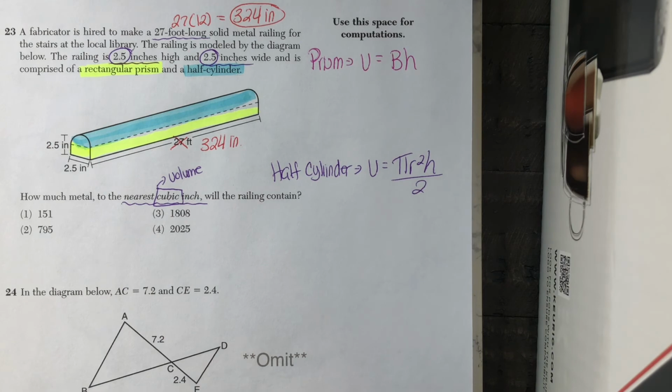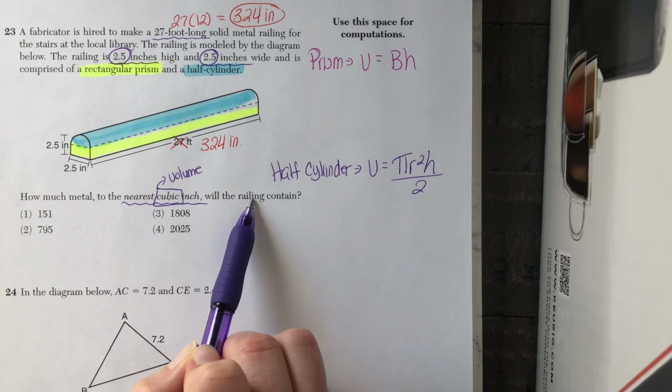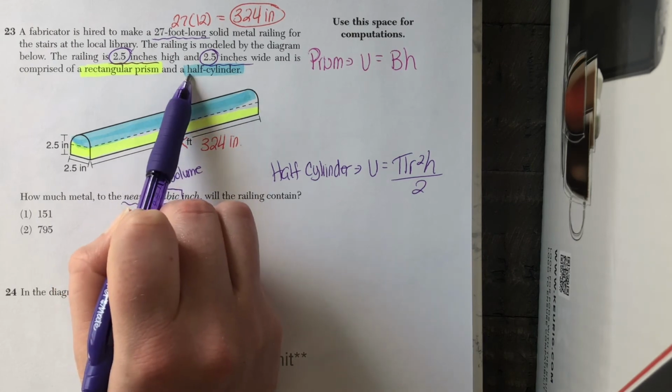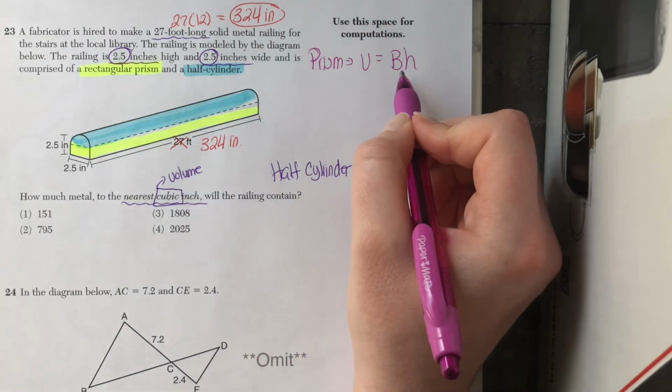All right, and now I'm just going to go back to the question, start plugging in so I can answer. If I want to find how much metal the entire railing is going to contain, I know if these two shapes make up the railing, eventually I'm going to add those together to get my final answer. So I'm just going to set myself up here with the prism.